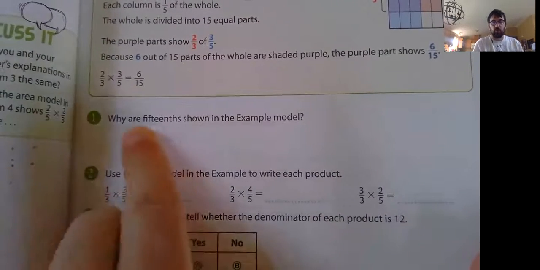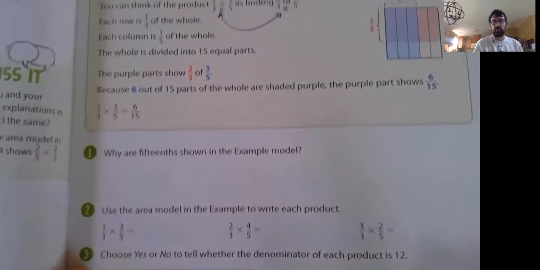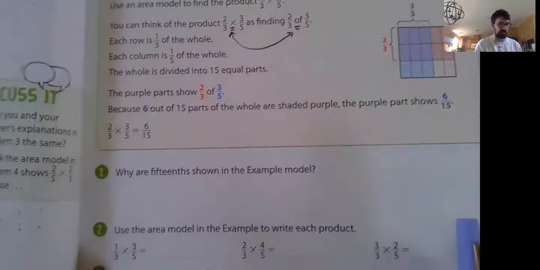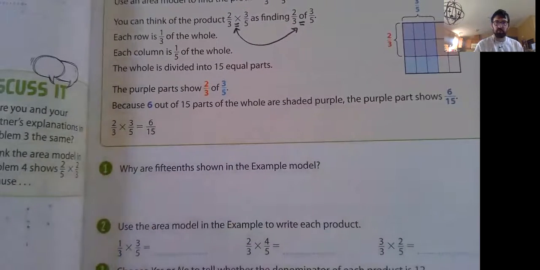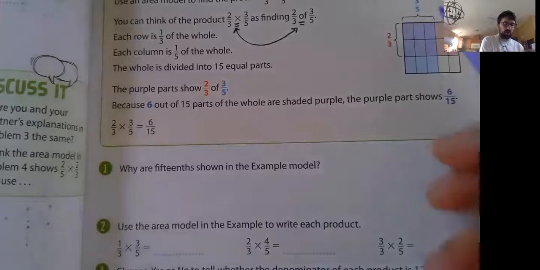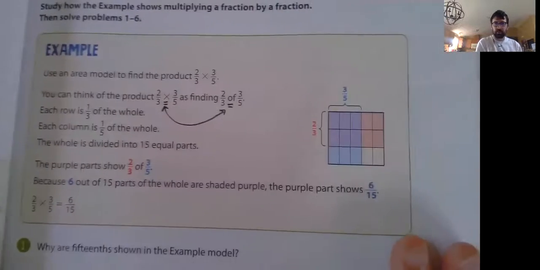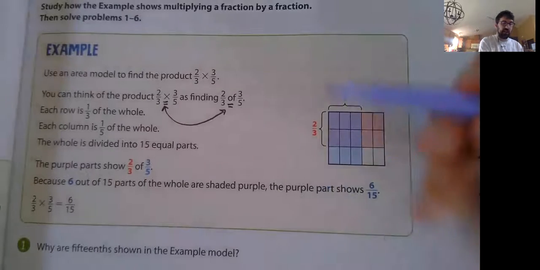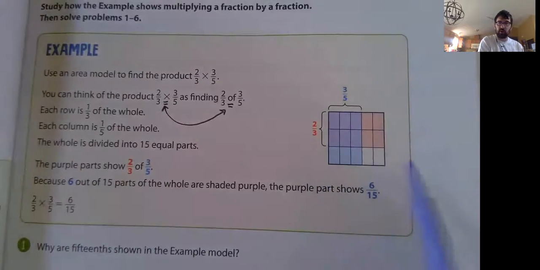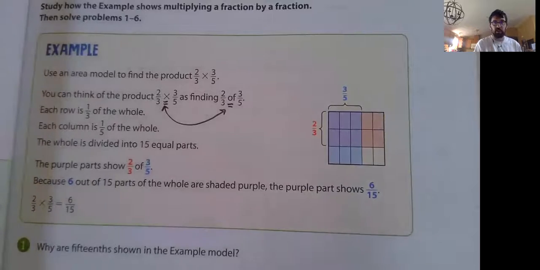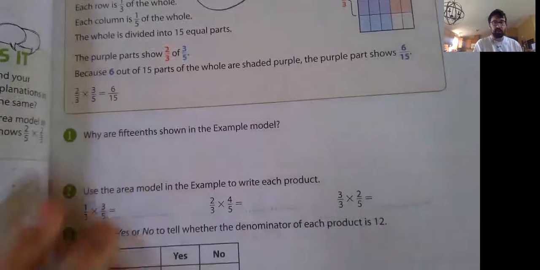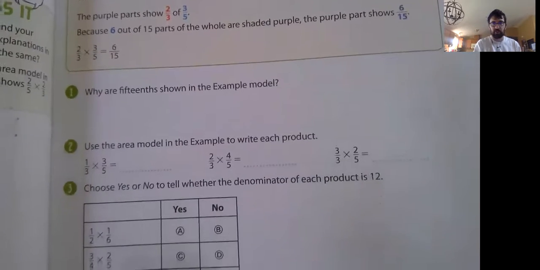So why are 15ths shown in the example model? Why are 15ths shown in the example problem? Well, how do we get to 15ths? Our whole square here is broken into 15 parts because I have 5 columns and 3 rows, and they're broken into 15 parts. So that's why it's showing 15 parts, okay? Simple as that. I'm not going to write that, but you want to write that if you're paying attention. It should be pretty straightforward.